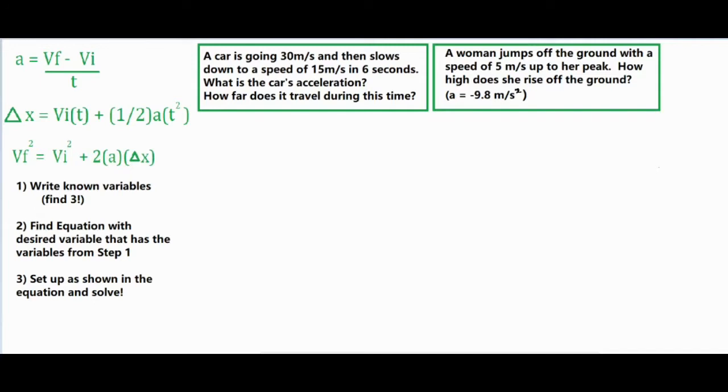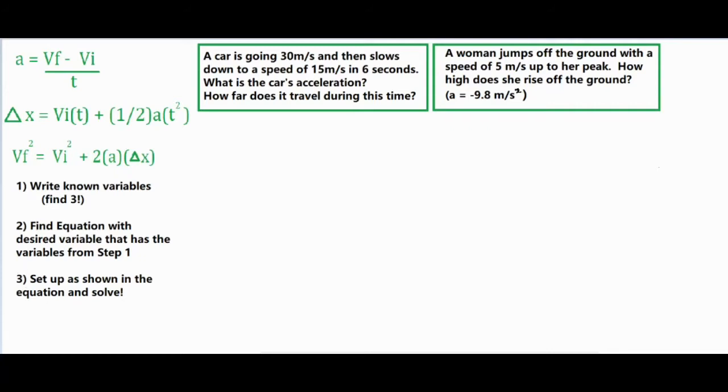Number two, find the equation with the desired variable that has the variables from step one. So if you're looking for, say, a final velocity, then obviously you need a formula with a VF in it to solve for that final velocity. And then you want to have those three known variables that match up with it, so that you're going to have to do some steps of algebra and then go ahead and find the answer from there.